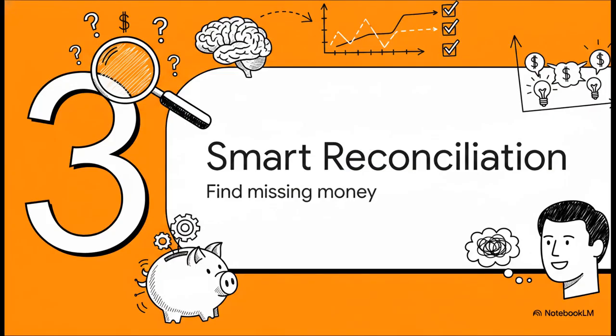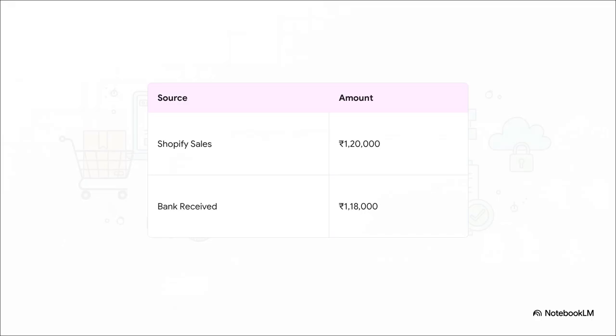Section 3. Smart reconciliation with AI. Let's find your missing money. Okay, say your Shopify sales report shows 1,20,000 rupees, but your bank only received 1,18,000 rupees. Where on earth did that 2,000 rupees go? This right here is a massive aha moment for so many sellers.